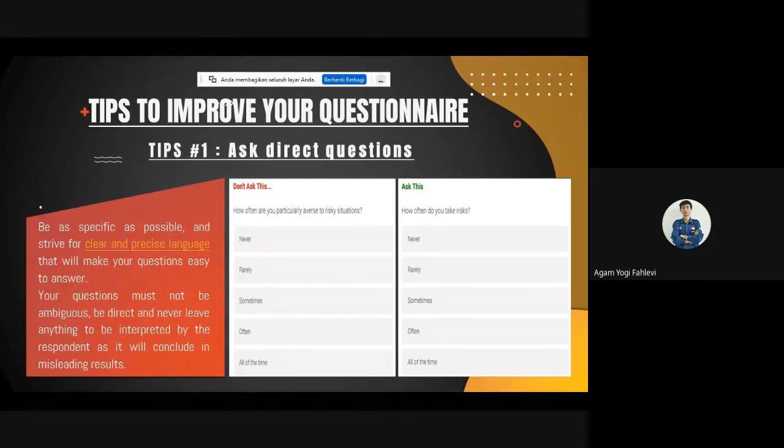Okay, tip 1, ask direct questions. Be as specific as possible and strive for clear and precise language that will make your questions easy to answer. Your questions must not be ambiguous. Be direct, and never leave anything to be interpreted by the respondent, as it will result in misleading results.